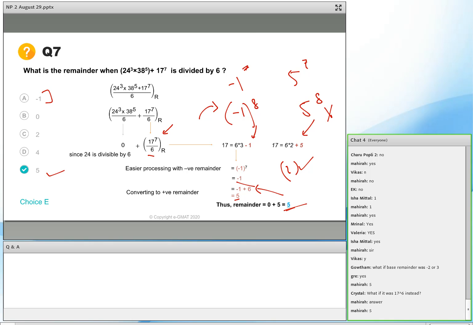Crystal, what if it was 17 to the power 6? It would have been, so 17 would give me what? -1 and +5, right? So it would have been -1 to the power 6. Now, Crystal, please tell me, what is the value of -1 to the power 6? It would be +1. Is +1 a positive remainder? Yes or no, please? That is your final answer then. Is that clear? Perfect. All right, that is very good.